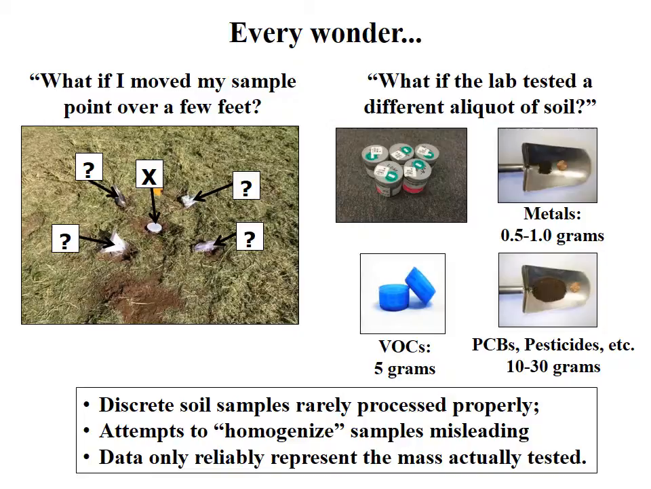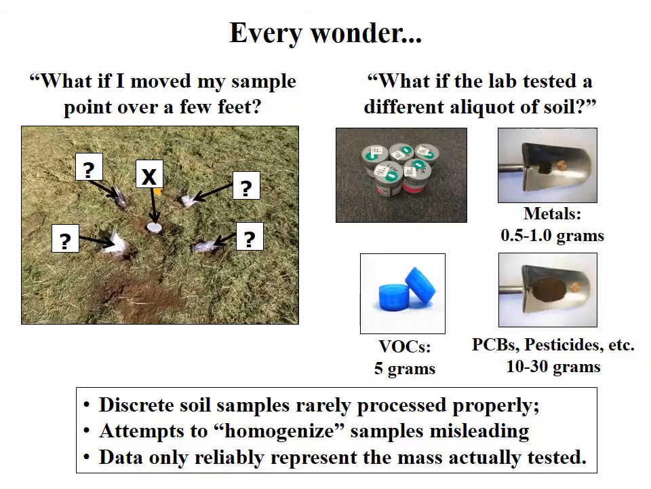One thing important to understand with labs, when a lab tests a soil sample for metals, typically only testing half to 1 gram of soil, or about a pinch. When they test soil for VOCs, they're only testing about 5 grams of soil. This would fit into a bottle cap. Testing for PCBs, pesticides, PAHs, dioxins, other chemicals, the laboratory typically tests 10 to 30 grams, or roughly a spoonful. So these are really small masses of soil.